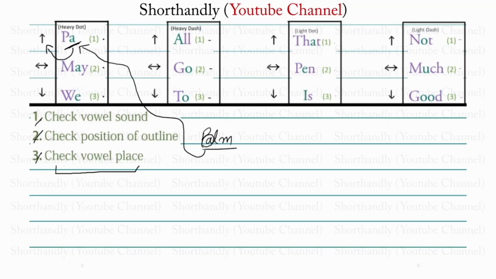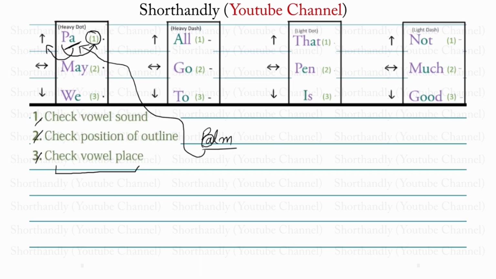The third step says check vowel place. So we have to check what the vowel place is. As this pa vowel says, number 1, which means on the first place. All right, so until now we have done these 3 steps. Now let's see how we're going to actually make this word palm.